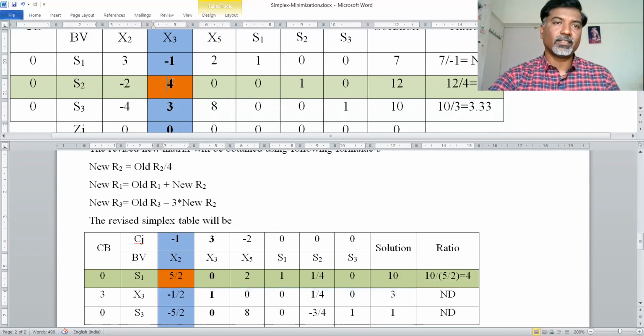So in the second case, 4 by 4 is 1, 0 by 4 is 0, 0 by 4 is 0, 1 by 4. Because the old value is 1, we have to divide the old value by 4, we get 1 by 4. 0, 0 by 4, 0. Now 12 by 4, I have to divide 12 by 4, I will get 3. So now I have a new R2 with the values -1 by 2, 1, 0, 0, 1 by 4, 0 and 3. Then what is the next rule, next formula?